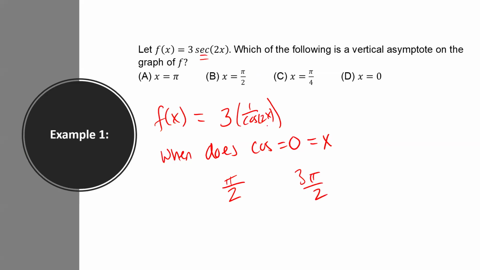Now, this is if it was a single x. Is it a single x? No. So we need these to equal 2x. That's the extra step. Your inside isn't just x by itself, it's 2x. If this had just been secant of x, cool. But because it says 2x, I have to identify where cosine equals 0 and then set it equal to whatever's on the inside, which is 2x. And now I can solve for x.